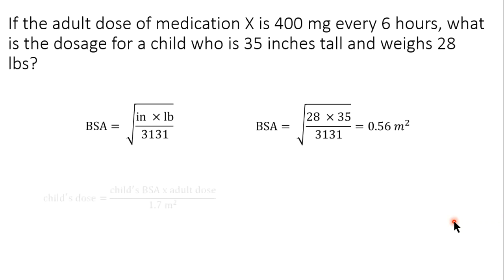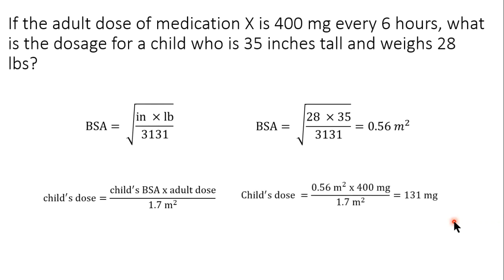We then go into the formula for finding a child's dose, which is the child's BSA multiplied by the adult dose divided by 1.7 meters squared. So it would be the 0.56 meters squared times 400 milligrams, which is the dose for the adult, divided by 1.7 meters squared. The meters squared cancel out, and we are left with 131 milligrams. And that is the dosage for this child.